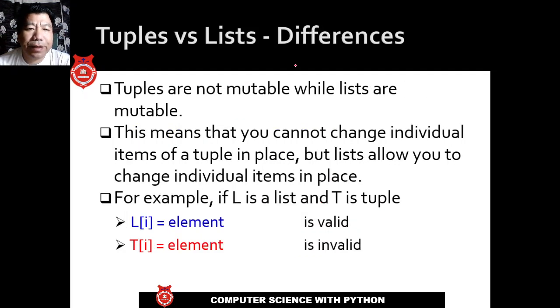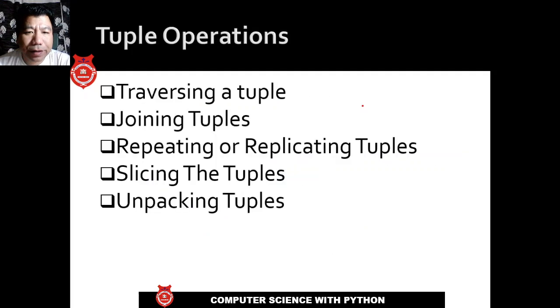Now let's talk about the differences. Tuples are immutable, or not mutable, while lists are mutable. What does that mean? That means you cannot change individual items in a tuple, but you can change individual items in a list. For example, if I want to change the ith element in a list, suppose L is the list, it is valid. If you want to change the ith element in a tuple, it is invalid. These are the differences.